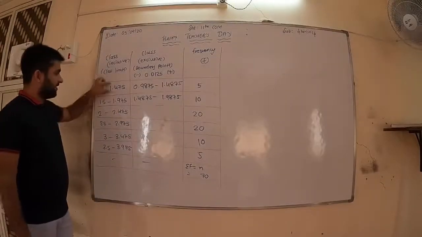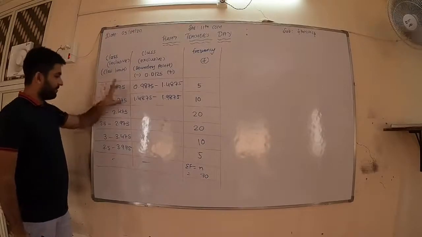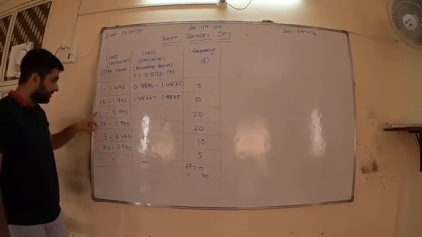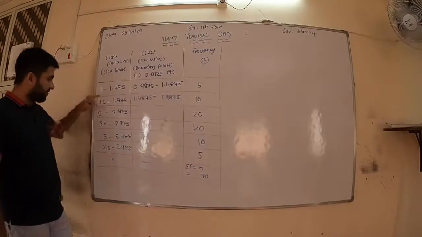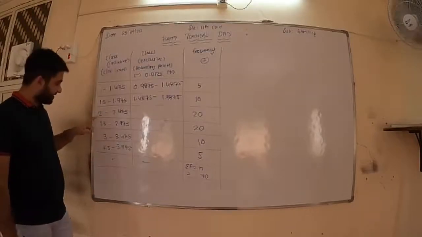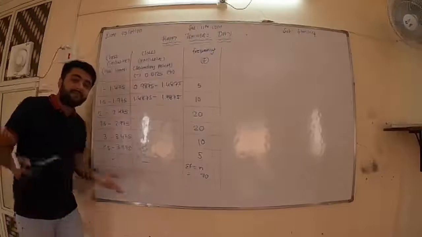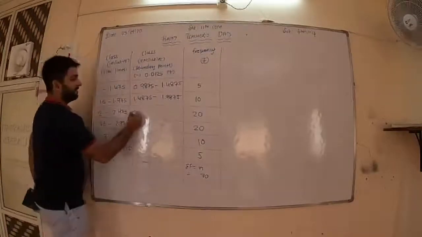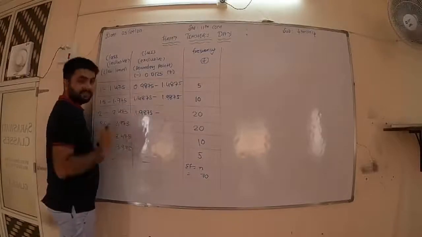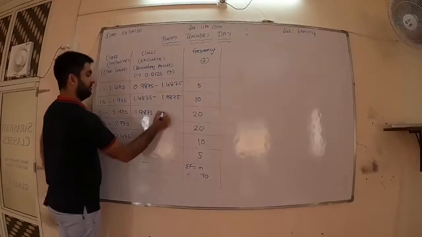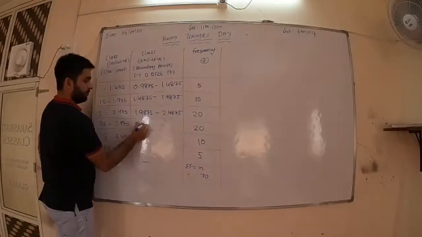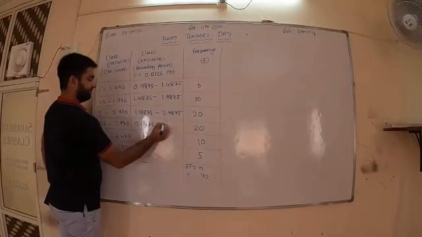See the classes 1 to 1.475, 1.5 to 1.975. Now these both classes are same, but what is the difference? Instead of after the decimal points are same, instead of 1.5 it is 2.5, instead of 2.5 it is 3.5. Now if you don't use the calculator it is okay. 1.9875. See, instead of 0 it is 1. 2.4875.